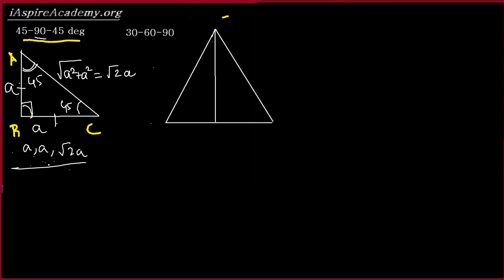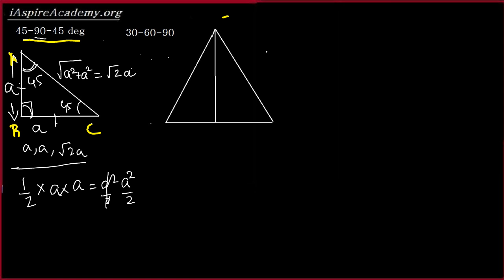Now from there you can easily find out the area. Area is half times base times height. For this triangle the height is A, which is perpendicular to the base, which is again A, so the area is A square by 2. Let me write it a little bit neatly: A square by 2. So that's about the 45-90-45 degree triangle.